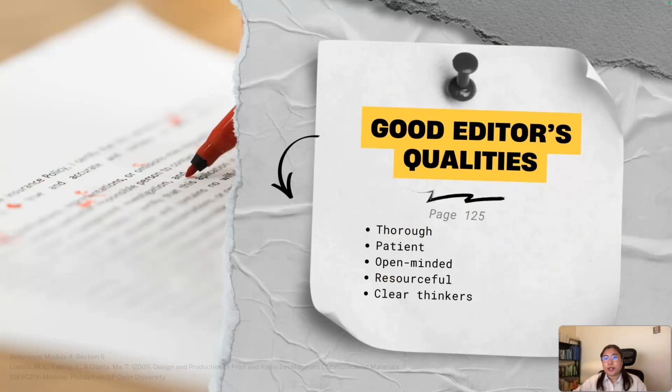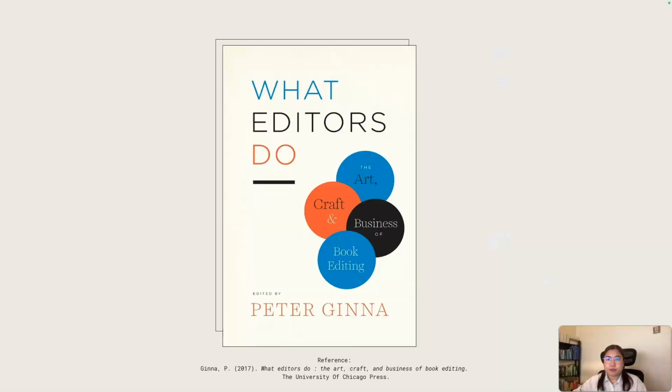According to Lustria et al., a good editor should be thoroughly reviewing everything, patient as they don't use shortcuts, open-minded as they don't think that there is only one way to do things, resourceful as they find ways to get the answers they need, and a clear thinker as they should be able to think logically and rationally about how to express ideas.